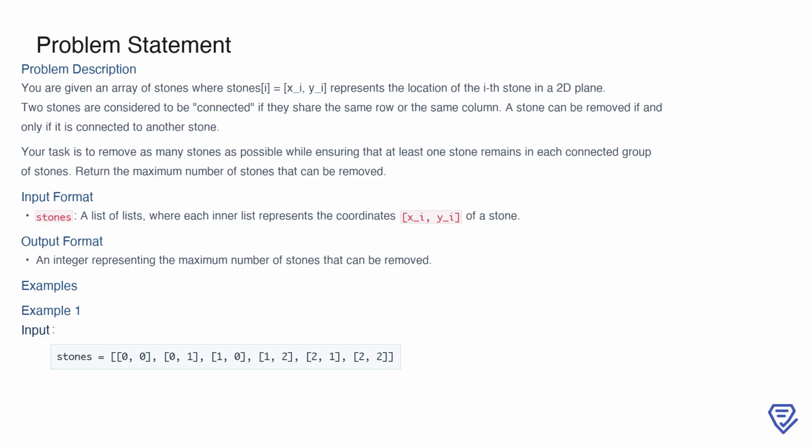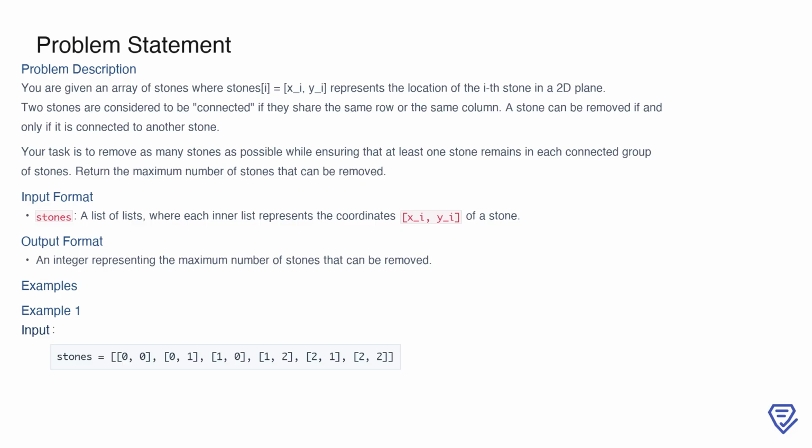coordinates on a 2D plane. For example, a stone at position x_i, y_i is represented as x_i, y_i. The key idea here is that stones are considered connected if they share either the same row or the same column. Now, a stone can only be removed if it is connected to another stone.